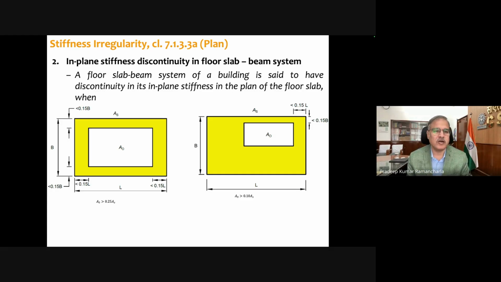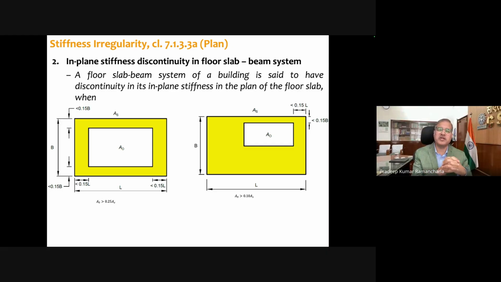So the first one is non-parallel frames. The second one is in-plane stiffness discontinuity. That means the induced earthquake force is generated at the slab level, that is the diaphragm level. The diaphragm will feed the force, that means from the diaphragm, the vertical lateral load resisting elements will take it as a feed and then take it to the base, that is the support, wherever support is there. But if that diaphragm itself becomes flexible, then the distribution will not be proportional to the stiffness. So that is the problem.